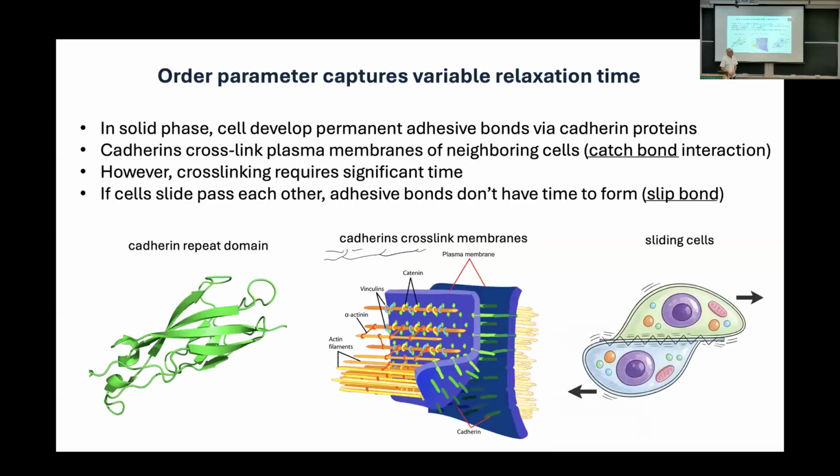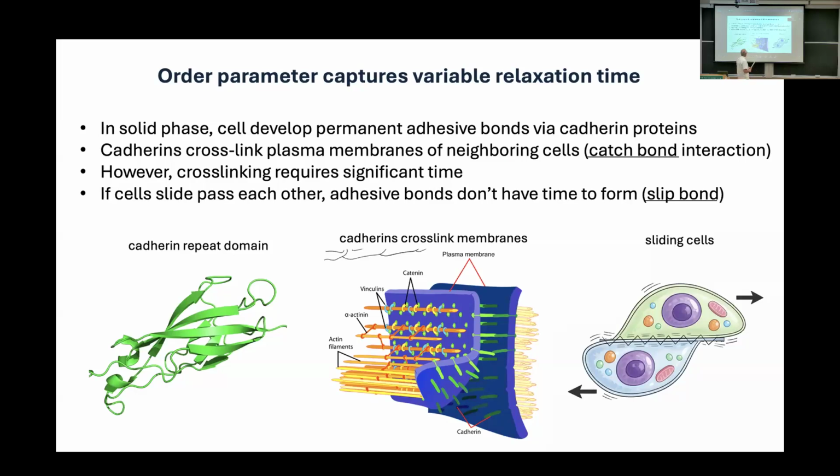Okay, and the order parameter captures important physics. It captures variable relaxation time, and it's related to the following phenomenon. We define the order parameter as the fraction of adhesive bonds between the cells. The cells may have adhesive contacts and may have sliding contacts.